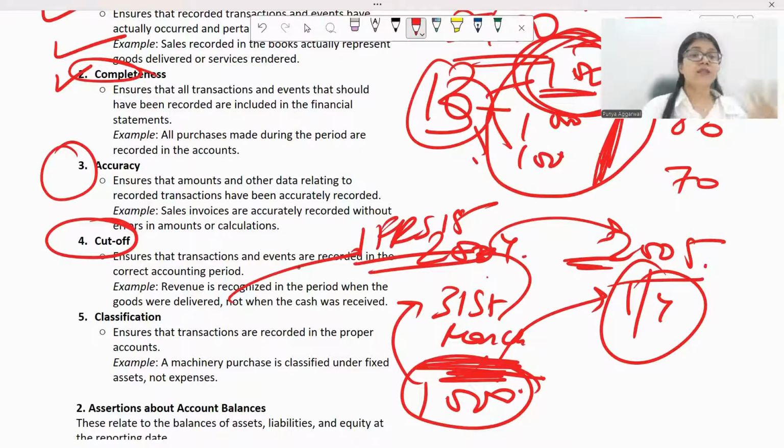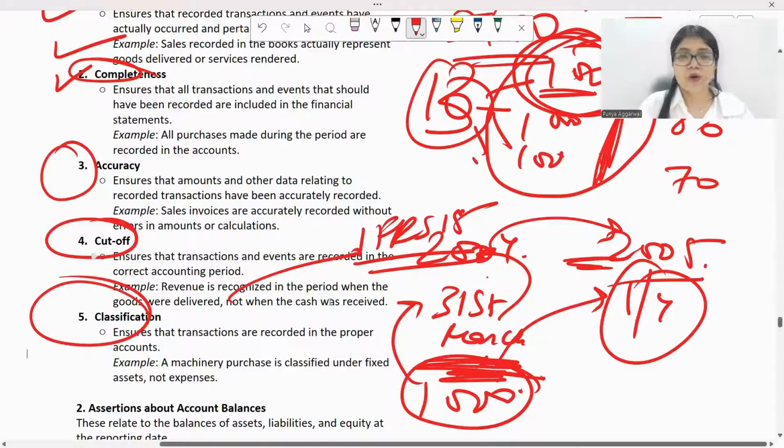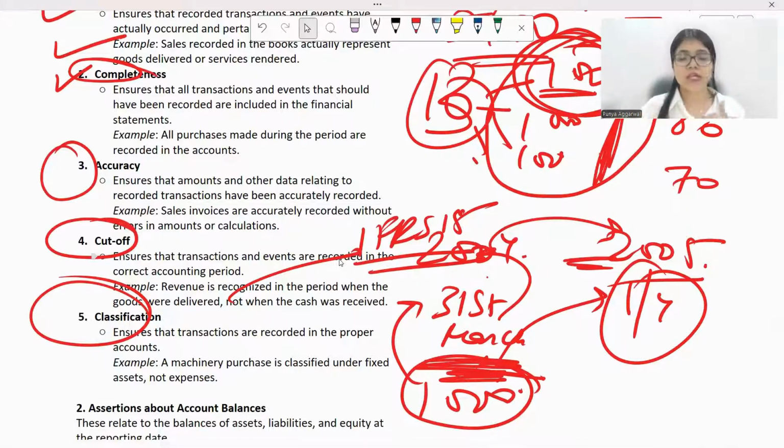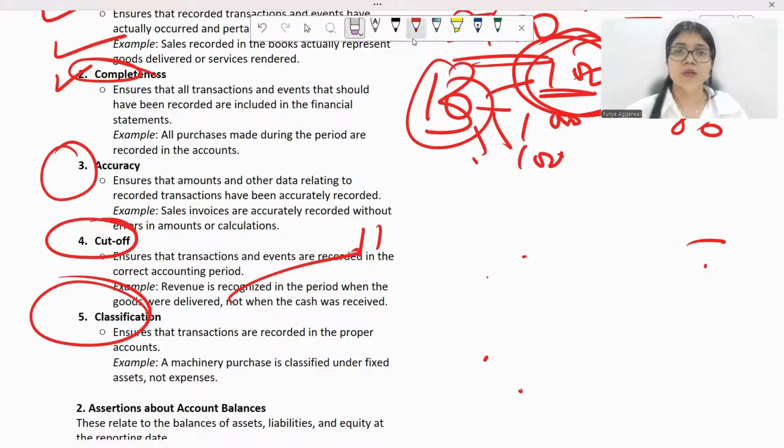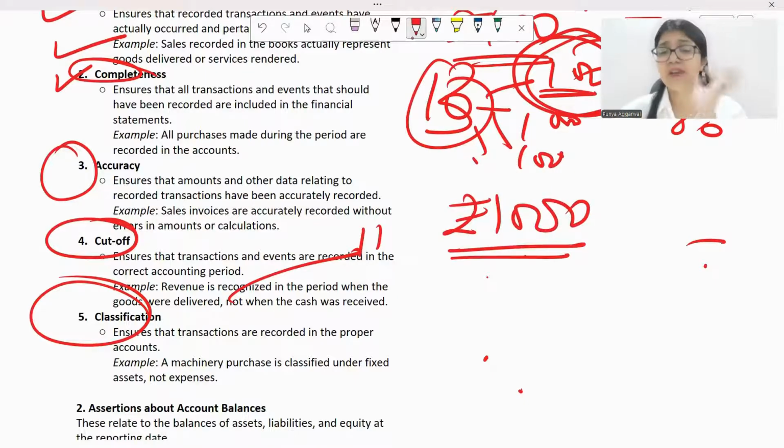Now, classification. This is again very, very important, and a very commonly tested assertion. In many case scenarios, you are given that the company is taking a bank loan. Let me give you an example. Say the bank loan we have taken is for rupees 1,000. I'm taking very small figures so that you understand nicely. We have taken a 1,000 rupees loan and this will be paid in 3 years.